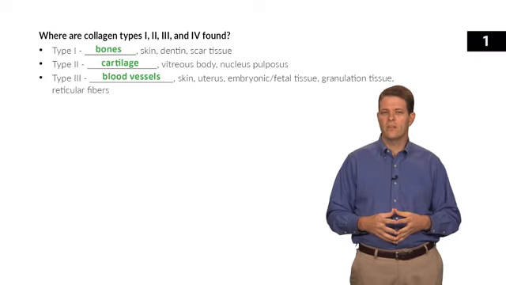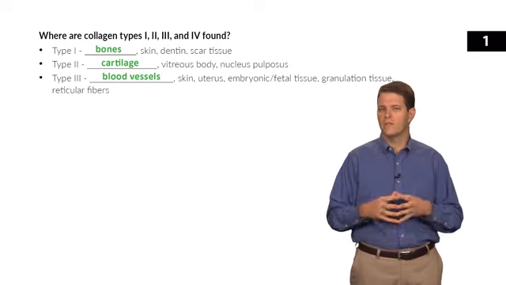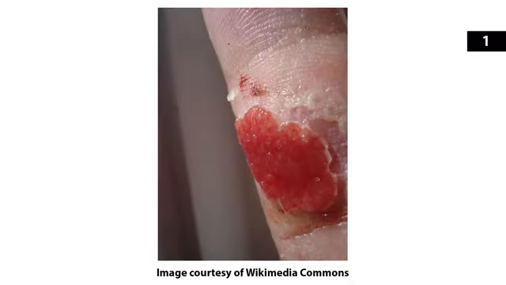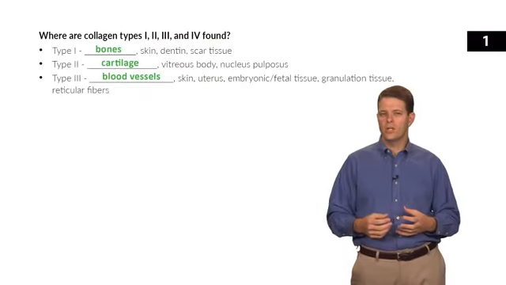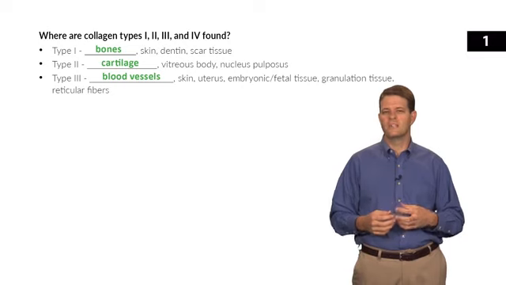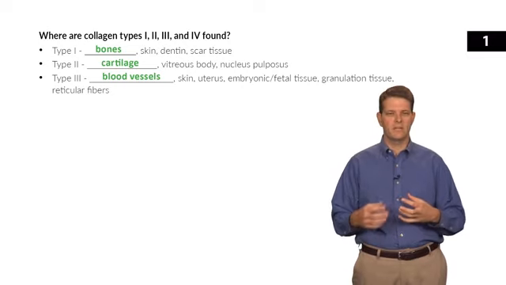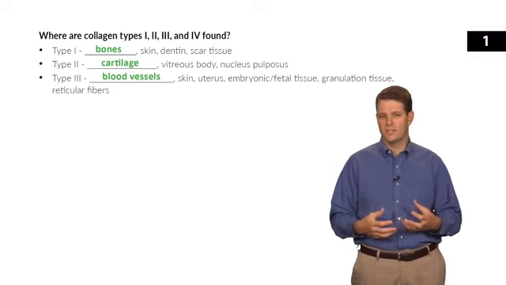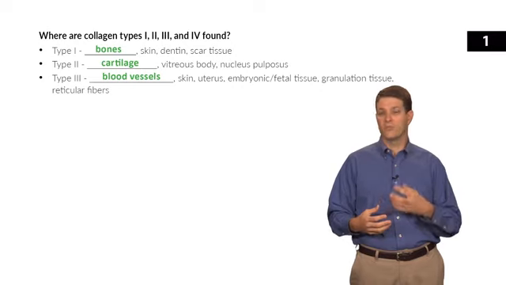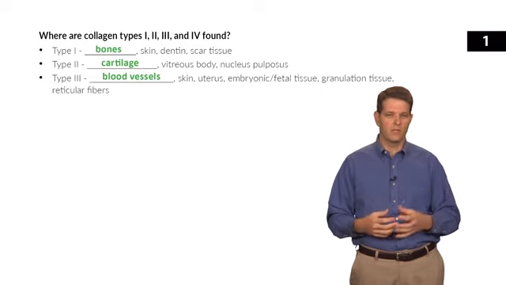Type 3 collagen is also found prominently in embryonic and fetal tissue and in granulation tissue, which is part of the wound healing process. We're going to look at that later. But granulation tissue is beefy red and shiny and often kind of wet looking. Type 3 collagen also makes up a type of filament called reticular fibers, which forms the connective tissue stroma in these organs and tissues. And you can remember it as 3 reticular fibers for collagen type 3.